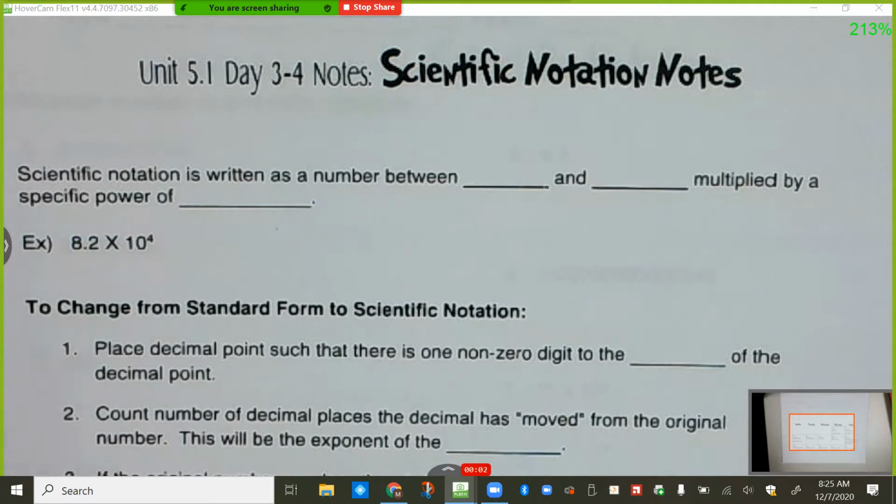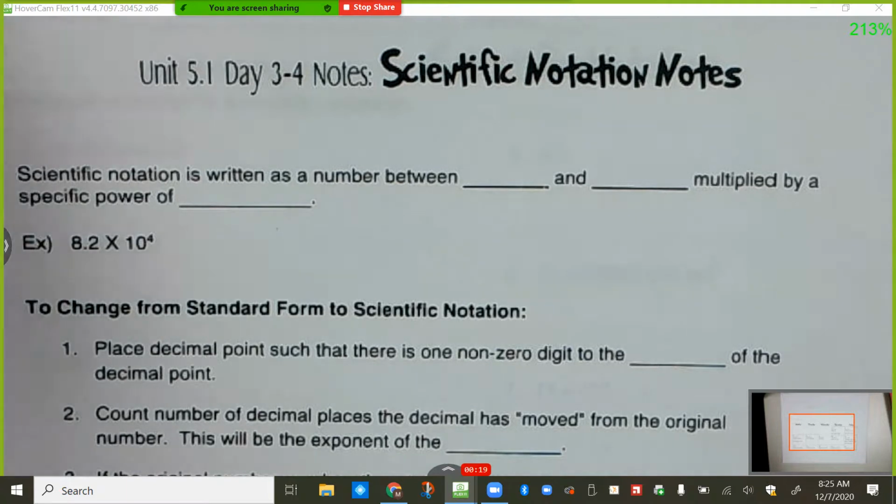Unit 5, Day 1, Scientific Notation Notes. Okay, so scientific notation, hopefully y'all dealt with scientific notation a little bit. I'm not going to lie, it does throw me off a little bit, but as long as I think about something that I'm going to make you write down here in a minute, then you should be okay.